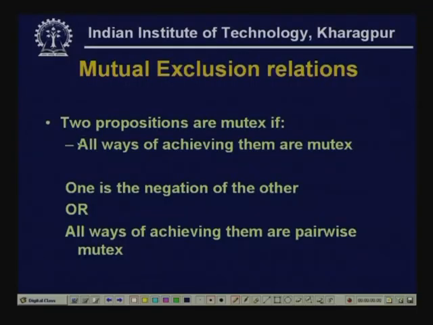Now, two propositions are said to be mutex if all ways of achieving the propositions are mutex. When would we say this? For example, suppose one proposition is the negation of the other. So, P and not P are mutex because both of them cannot be simultaneously true at a state. Two propositions are also mutex if all ways of achieving them are pairwise mutex.